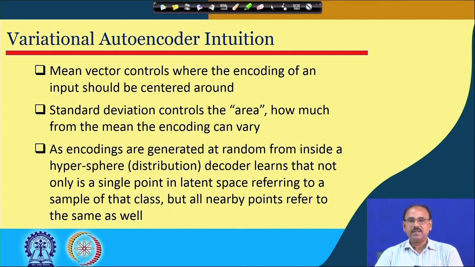And as the encodings are generated at random from inside a hypersphere, as we are assuming that it is a Gaussian distribution, what the decoder learns is not only that a single point within that space for which an image is to be generated, but that around that point, or within a neighborhood of that point, there is a sample belonging to that class, and the decoder has to generate that sample. So, it is not from a single point within that hyperspherical space, but maybe within a neighborhood of any given point, it gets a latent vector and generates output data corresponding to those vectors.